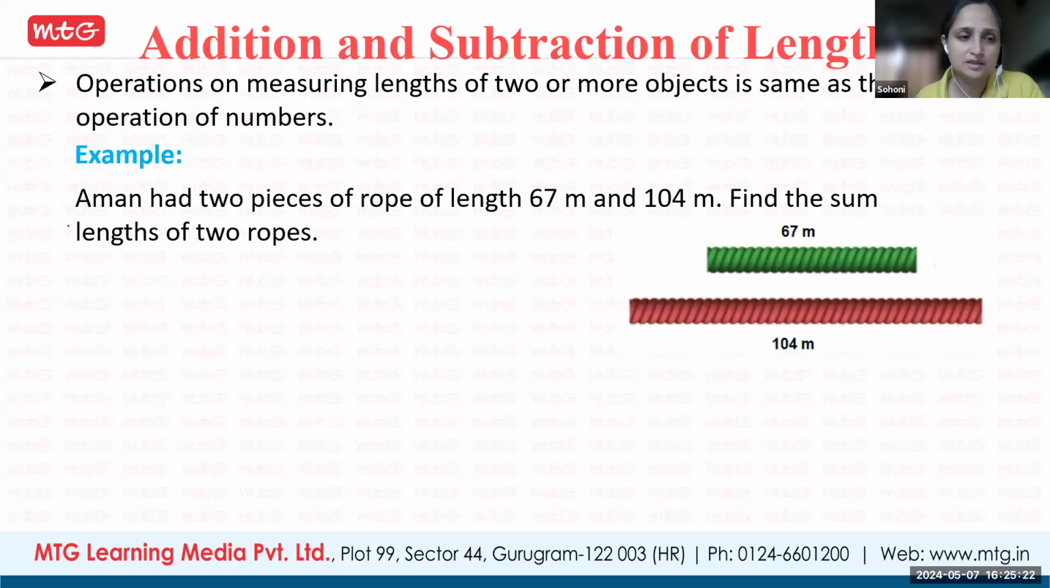Like here are two ropes, one green and one red. Two pieces of rope, one is 67 meters and the other one is 104 meters. Find the sum length of two ropes. What is the total length of two ropes? When you have to find the total length, we just have to add the numbers. We don't have to do anything extra. And then we have to put the meter unit, because it's the length, so we have to use the unit of length.